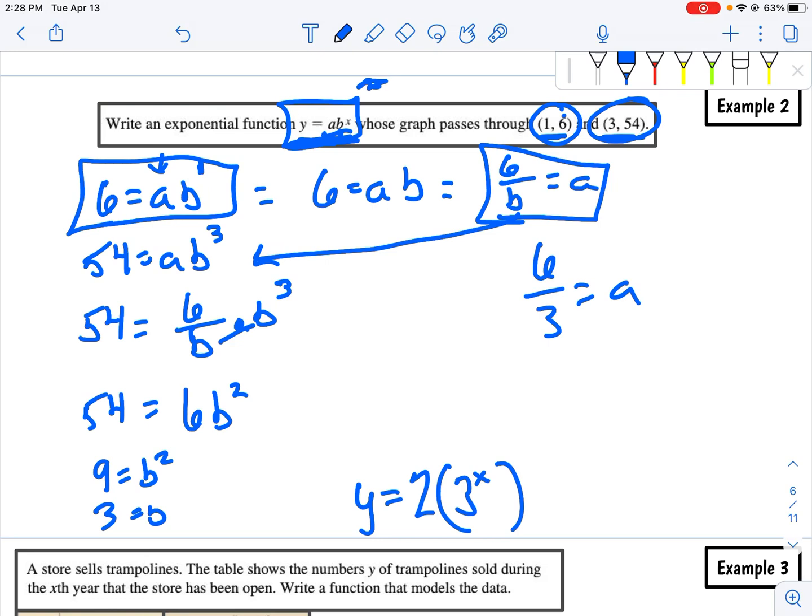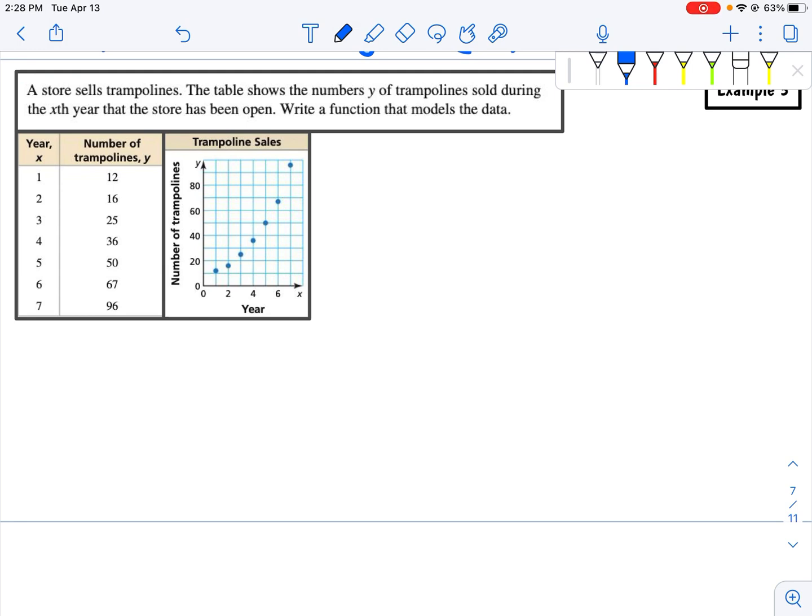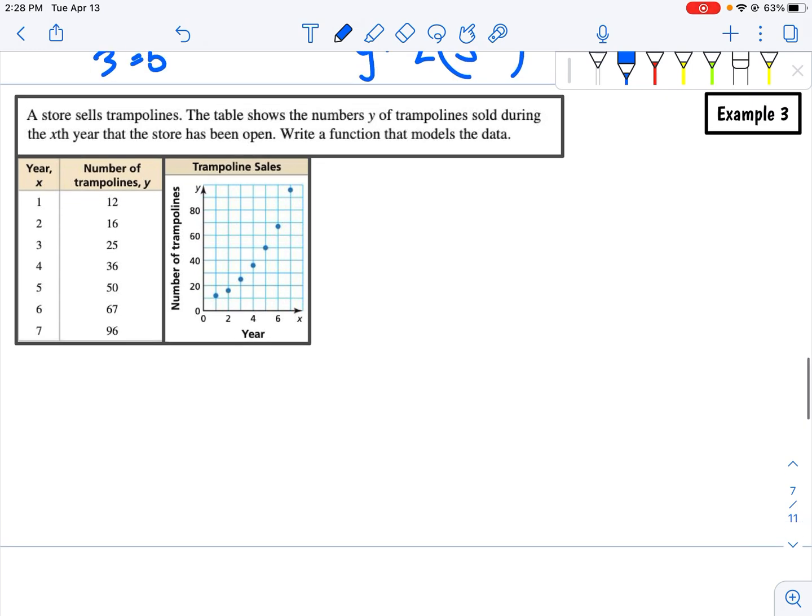So that process right there is going to be something that we'll use throughout the lesson today and will be mostly what we look at on your homework. Let's look at a third example. A store sells trampolines. The table shows the number y of trampolines sold during a certain year that the store has been open. Write a function that models the data. So in this case, they don't give us two specific points to use.